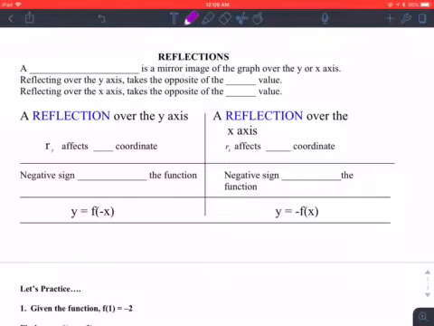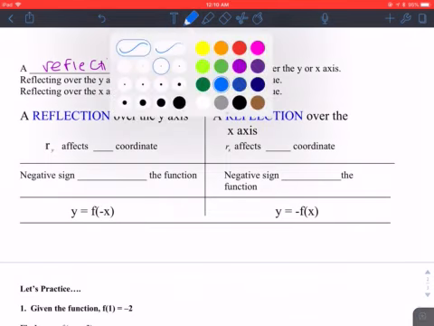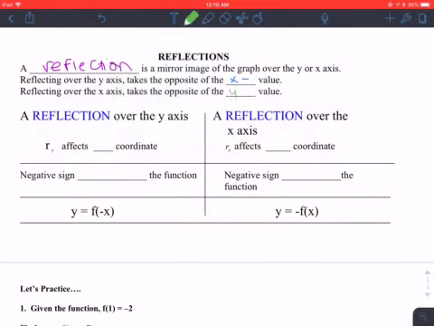The next thing we'll talk about is reflections. So reflection is a mirror image of the graph over the y or x axis. Reflecting over the y-axis takes the opposite of the x value, whereas reflecting over the x-axis takes the opposite of the y value.